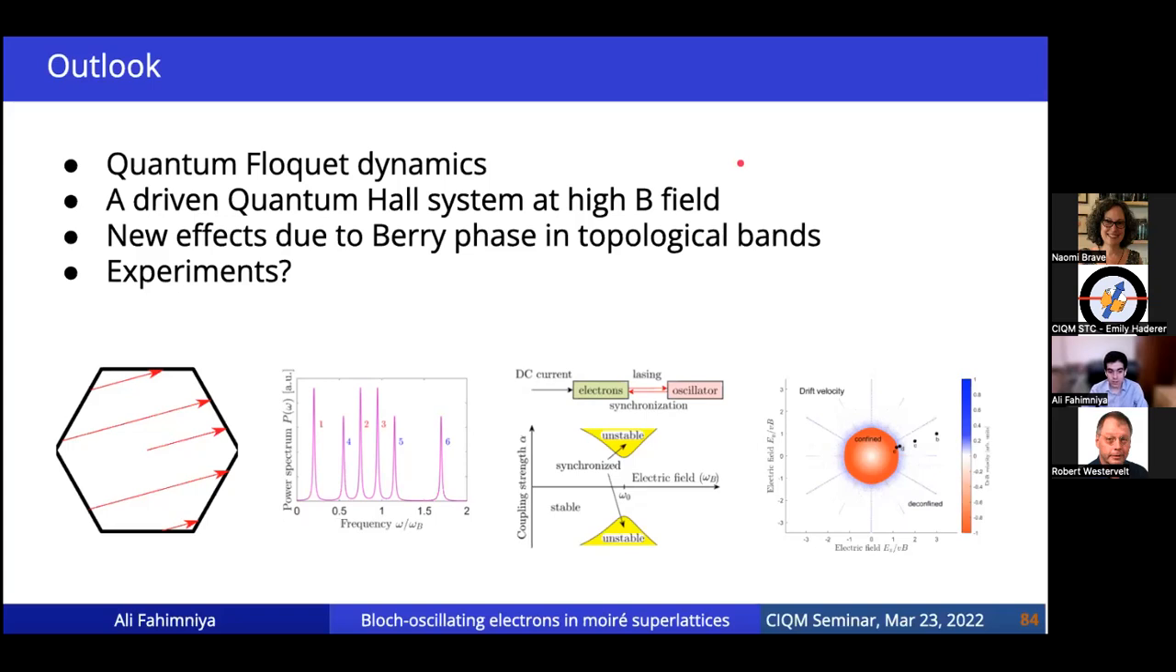Also, there are new effects that are going to be there because of a Berry phase in the momentum space, for example, in topological bands. And of course, one interesting direction that is pursued within the Center for Integrated Quantum Materials is trying to see these phenomena in experiments. Thank you so much. And I'm going to be answering any questions.